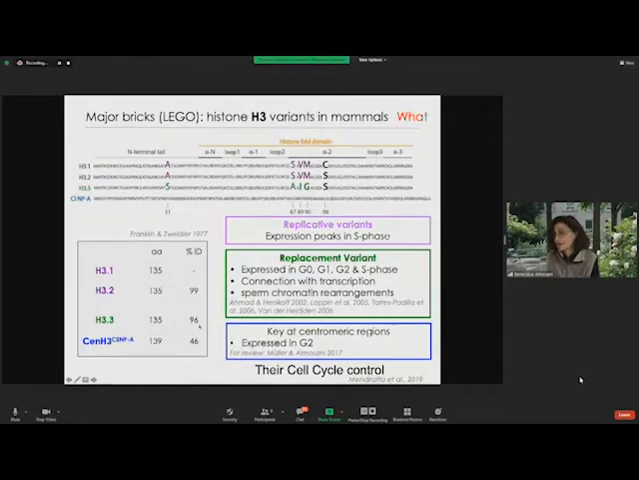In contrast, the other variant, the replacement H3.3, is expressed throughout all phases of the cell cycle, G0, G1, G2, and S phase. It has been connected with transcription and is also very important for major chromatin rearrangements, such as those observed at the time of fertilization, when the sperm is rearranged, removing protamine to bring in histones. Then the most extreme variant, as I mentioned, CENP-A, is expressed in G2. So the only one which peaks in S phase is the replicative one.